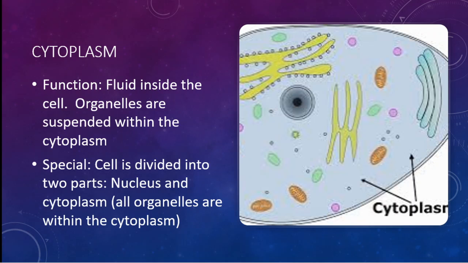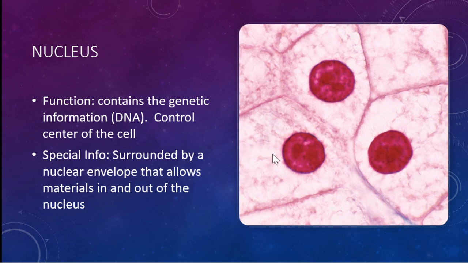Cytoplasm. Its function is the fluid inside the cell. Organelles are suspended within the cytoplasm. A special thing is the cell is divided into two parts: it has a nucleus and then the cytoplasm. Here's the nucleus. You can see the picture for the cytoplasm, and all organelles that we'll talk about are in the cytoplasm. This is also in plants and animals.